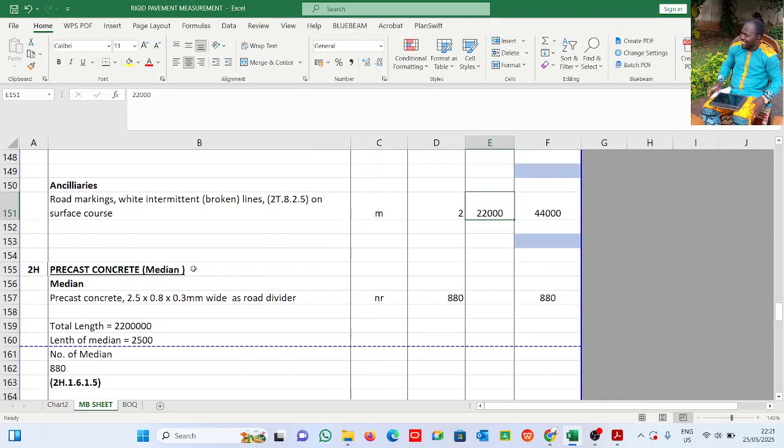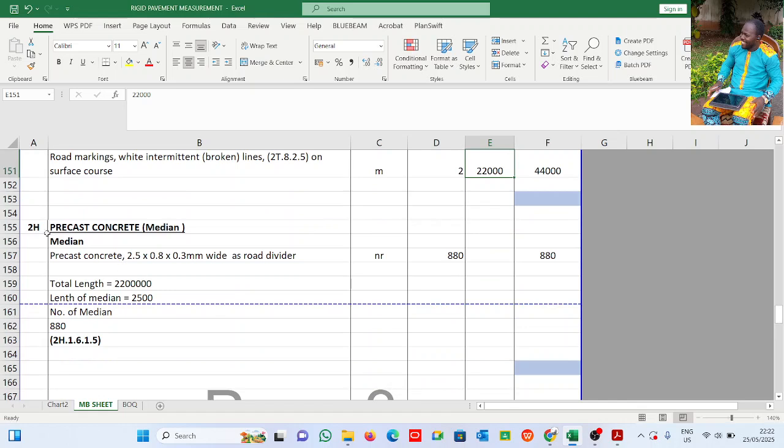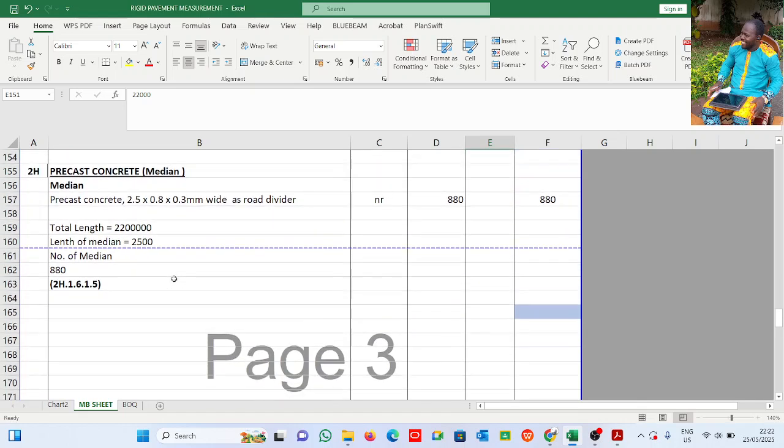Now we have the median. The median is in section 2H, that is a precast concrete. Now we've done this before in flexible pavement. We have 880 numbers. The length is 2500, total length is 2,200,000 millimeters.